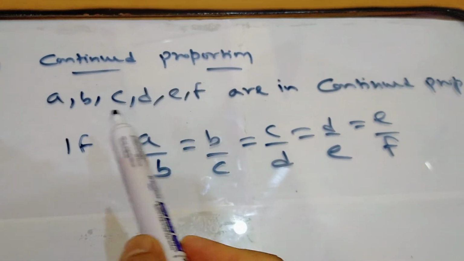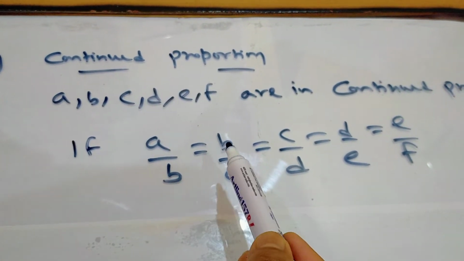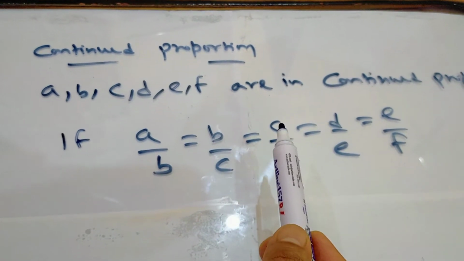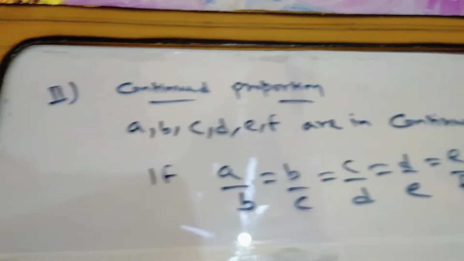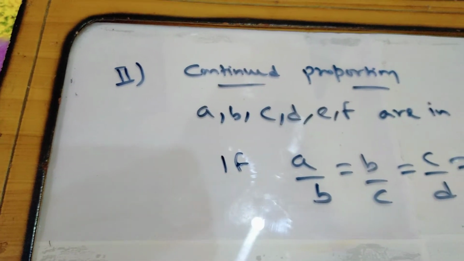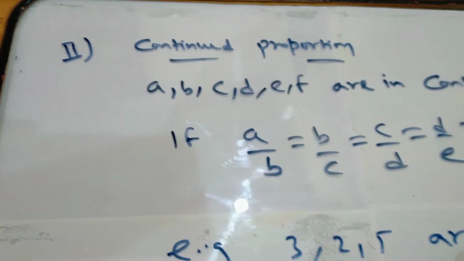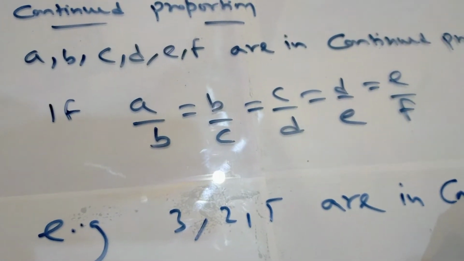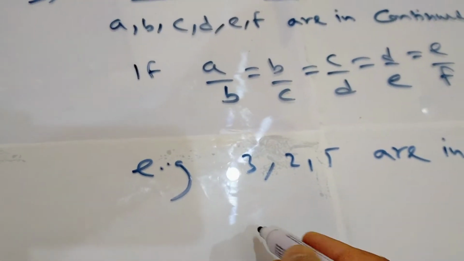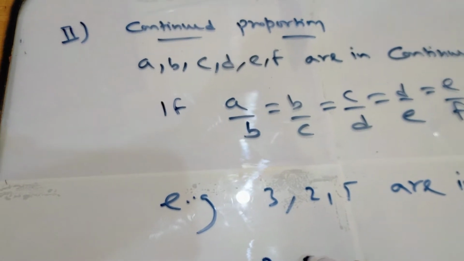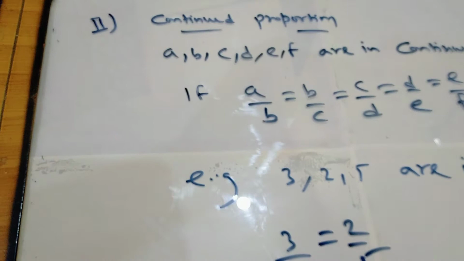If it is given in continued proportion, what you have to do? A upon B, then B is repeated here upon C, then C is repeated here upon D, then D is repeated here, then E is repeated here. So, for example, if it is given 3, 2, 5 are in continued proportion, you can write here 3 upon 2 is equal to 2 upon 5.